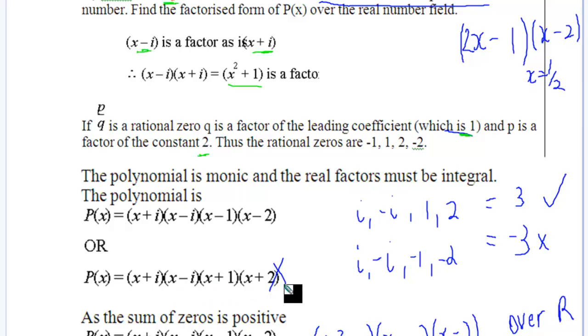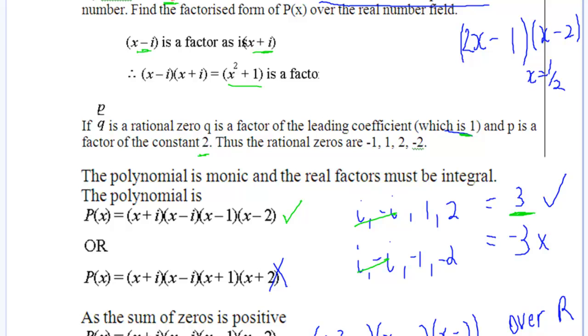As we said, the i and minus i in both of them cancel each other out. These will sum to give us 3, these will sum to give us minus 3, and it has to be a positive real number. So this one wins out. This is our factorized form of our polynomial. That's where we get this one from.